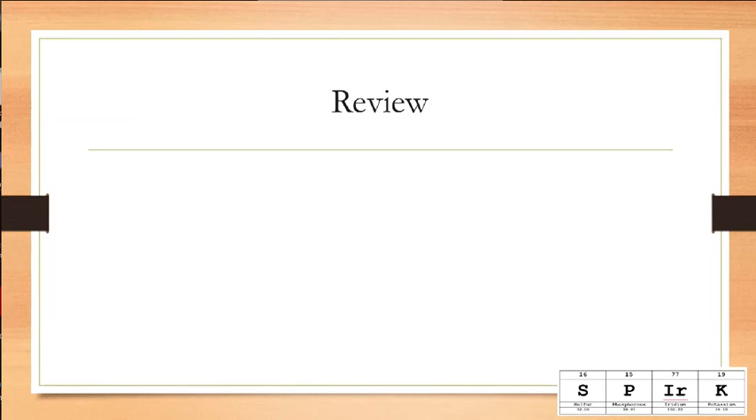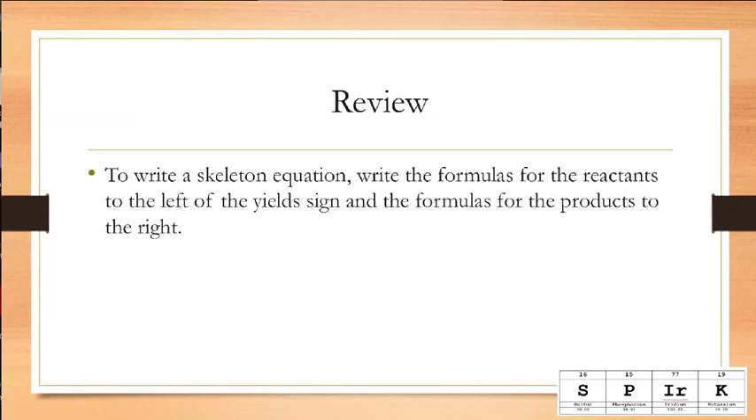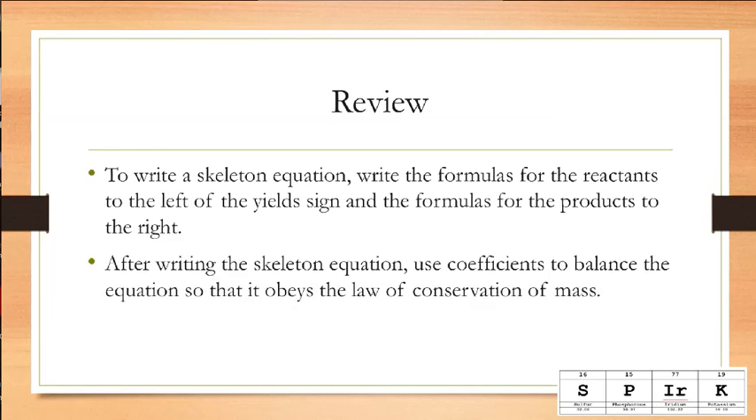So as a quick review, to write a skeletal equation, we write the formulas for the reactants on the left side of the yield sign and the formulas for the products to the right. After writing the skeleton equation, use coefficients to balance the equation so that it obeys the law of conservation of mass.